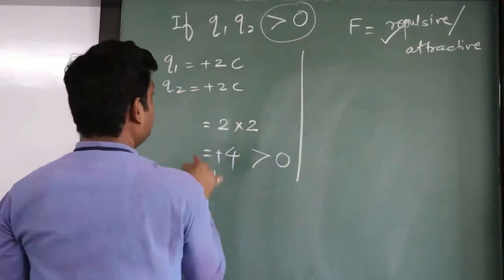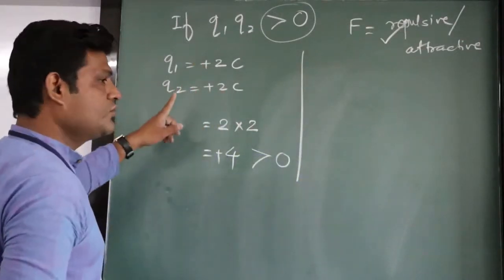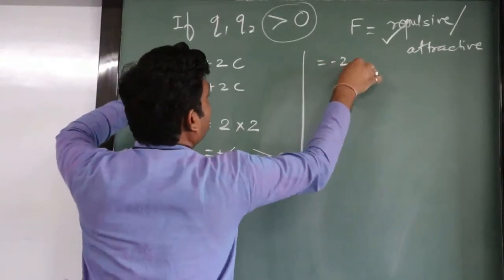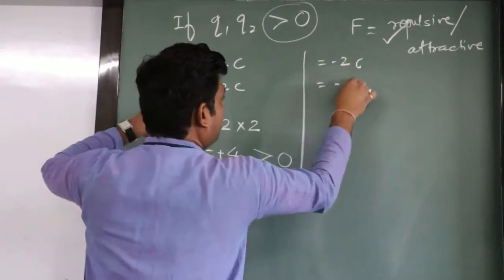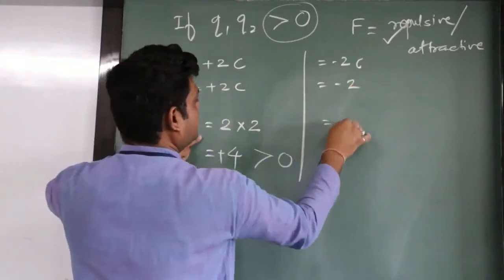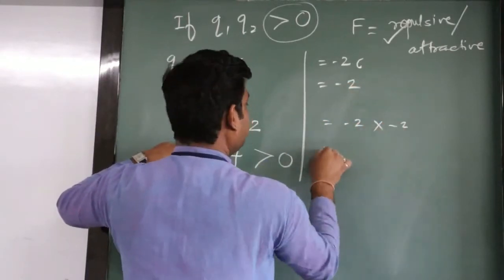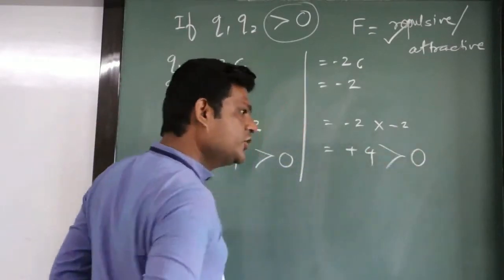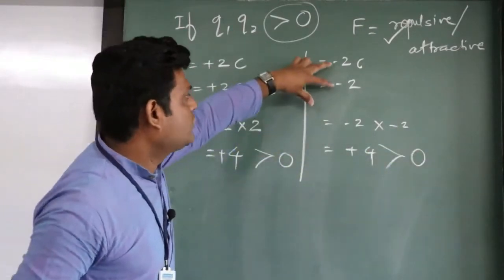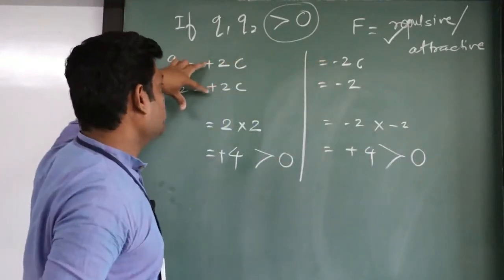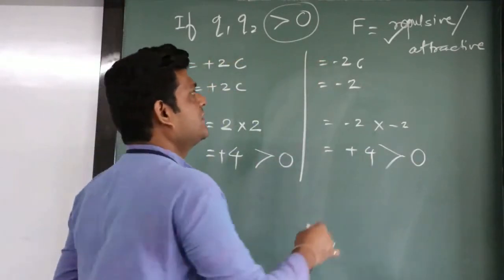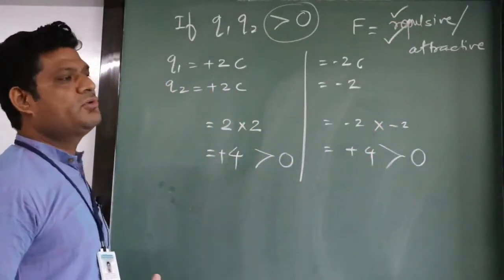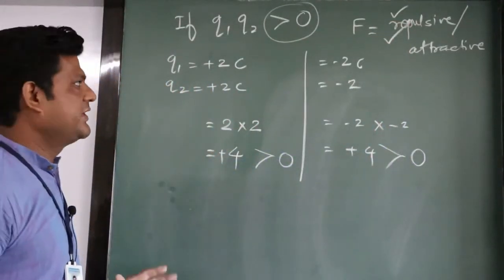What happens if the two charges are -2 coulomb and -2 coulomb? Suppose Q1 equals -2 coulomb and Q2 is also -2 coulomb. Multiplying -2 by -2 gives +4 again. Hence the condition greater than 0 is satisfied. These are also two like charges. So the force between two like charges will be repulsive.